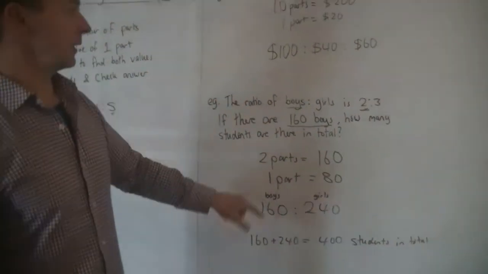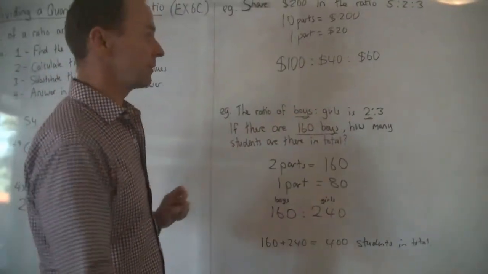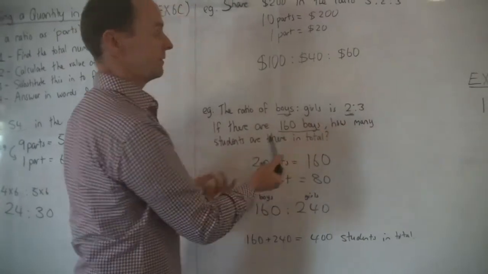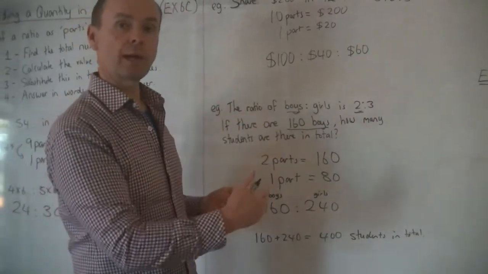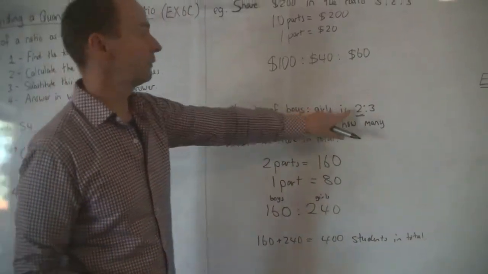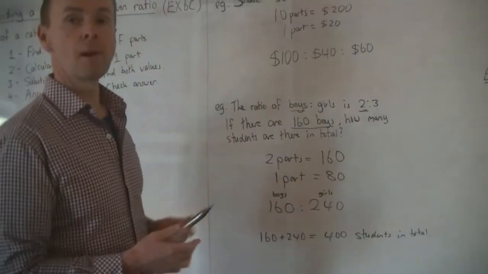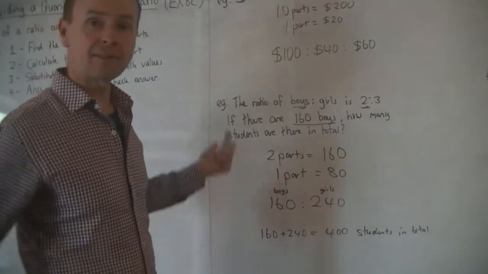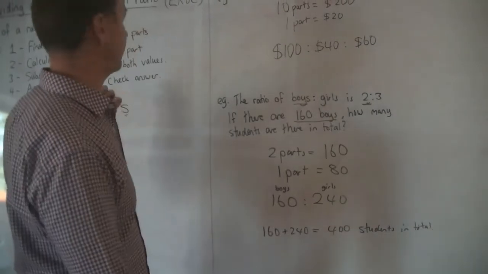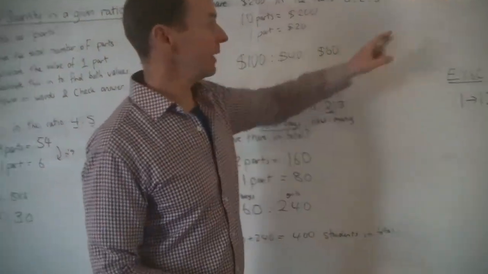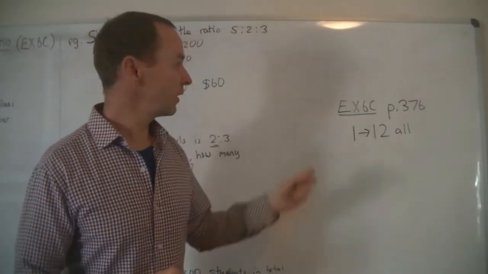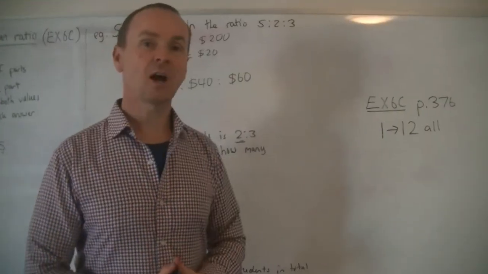So just read the question carefully. If it said the number of girls is something, then you'd say, okay, 3 parts is equal to whatever it is. Then you'd work out what 1 part was, and then you'd find the number of boys, or the total, or whatever the question asks. And that's it. It's an easy exercise. I enjoy this one. Easy marks. So here's the exercise 6C. Have a go of 1 to 12 all, and I'll see you soon.